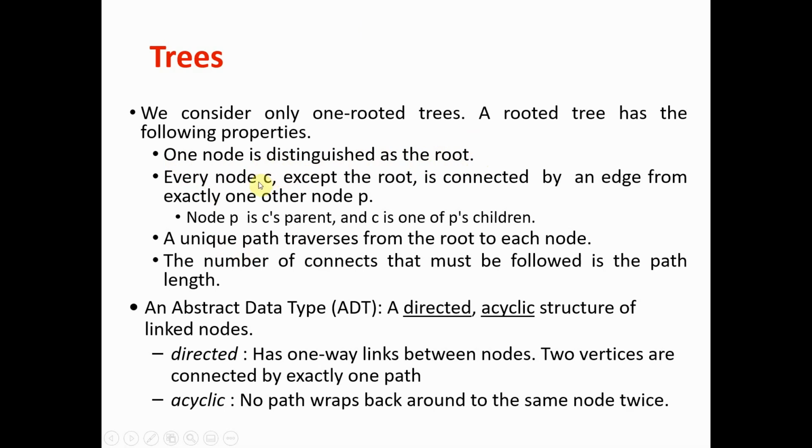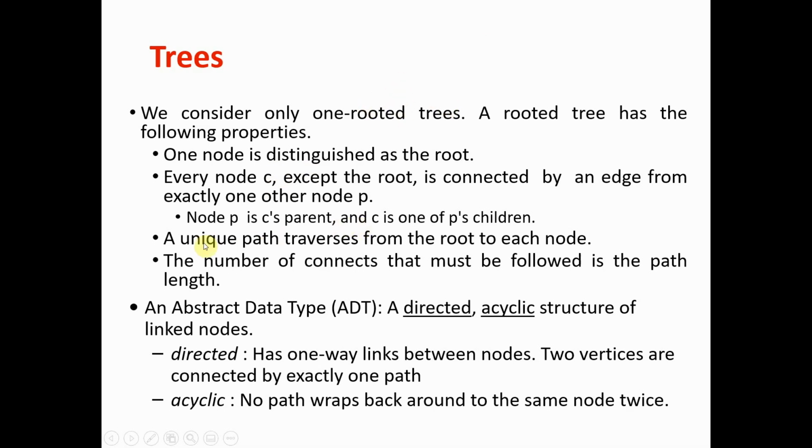Every node, let's name it C, except the root is connected by an edge from exactly one other node P. So every node has only one other node P that it is connected to from the higher level. Every node has only one parent. Node P in this case is the parent, node C is the child. Just remember that every node has only one parent. However, each node can have multiple children.